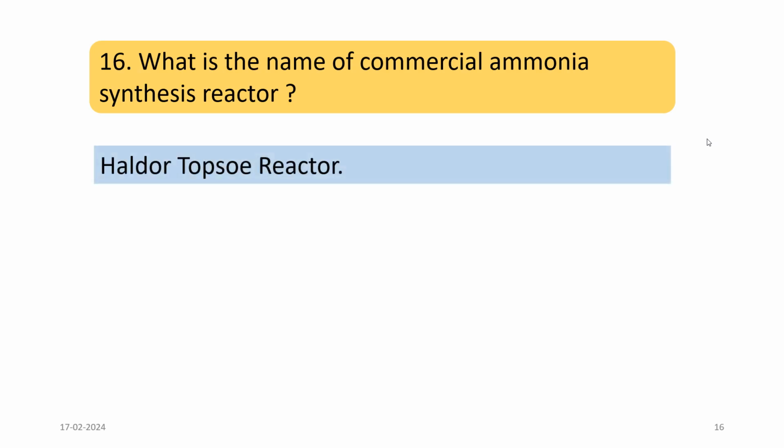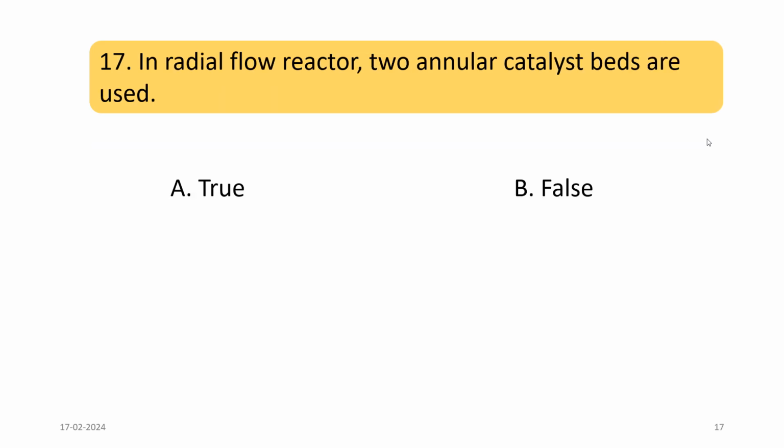So the name is Haldor-Topsoe reactor. It is the name of the commercial ammonia synthesis reactor. Next question is, in radial flow reactor, two annular catalyst beds are used. So you know that Haldor-Topsoe reactor is a kind of radial flow reactor, where two annular catalyst beds are used or not? Is it true or false?